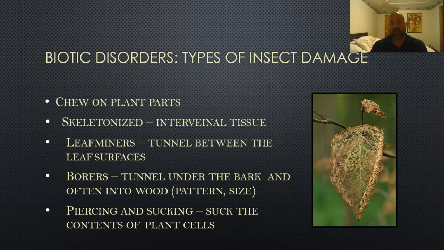And so, knowing that there are all these different types of insect damage, and then looking specifically at the parts of the plant that were damaged, we try to figure out: did they bore in there? Did they tunnel between the leaf surfaces? Did they suck the contents out of the plant? So what specifically happened there can tell us what kind of insects we might be dealing with, or at least eliminate all the ones that we wouldn't be dealing with as well.